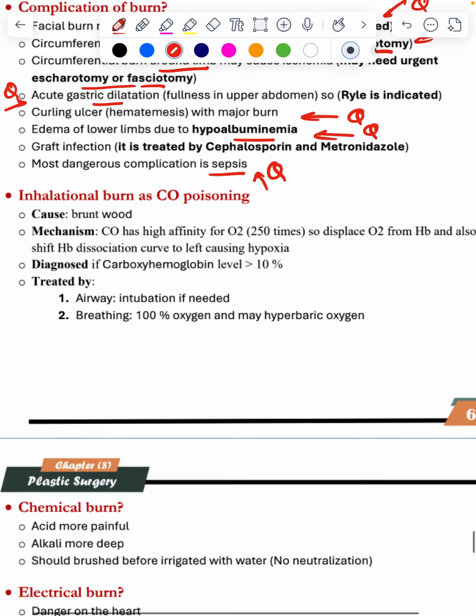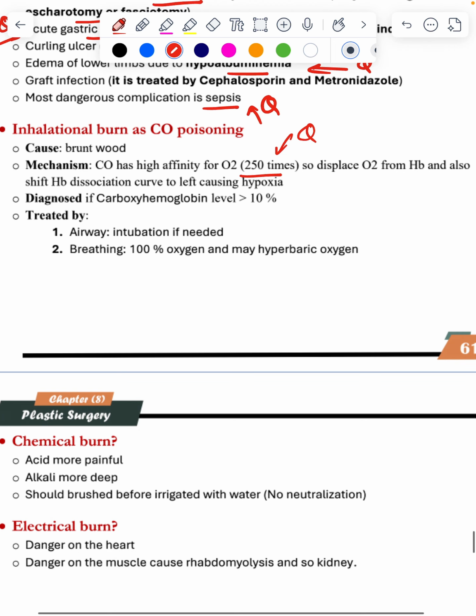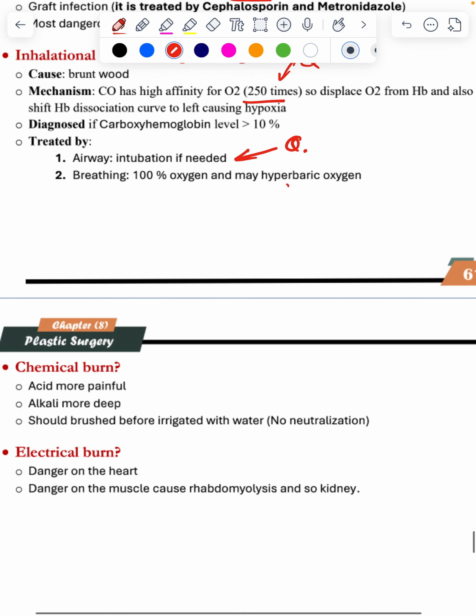So inhalation of burns, CO poisoning, burn tooth and all that, mechanism: CO binds 250 times. This is a question, it's true. It displaces oxygen from the air, causing hypoxia. Seen with carboxyhemoglobin level more than 10%, airway intubation is there. Whenever there is CO poisoning, treatment is by hyperbaric oxygen. This is the question.